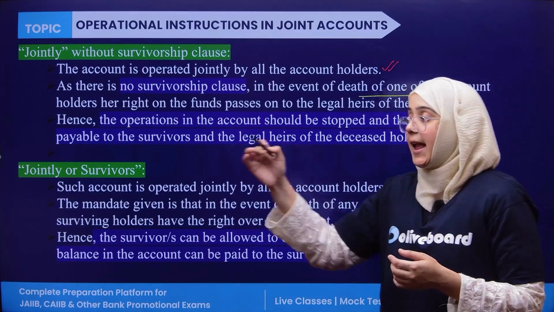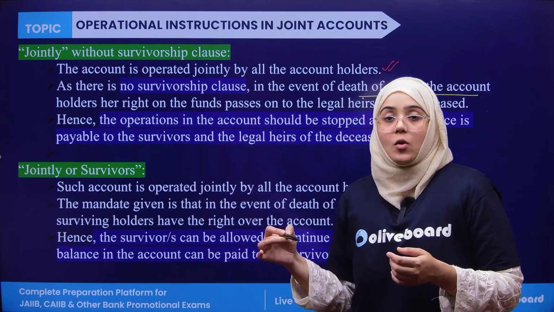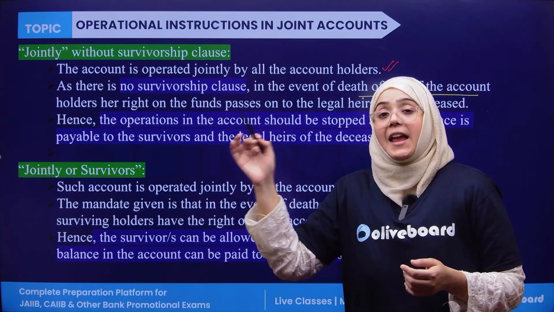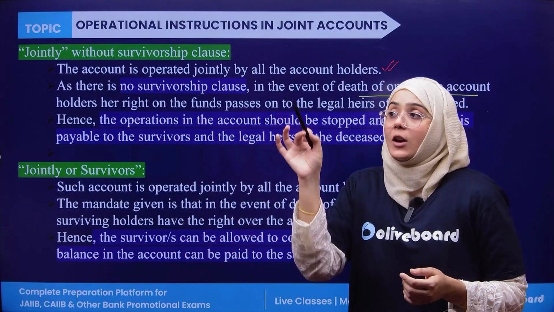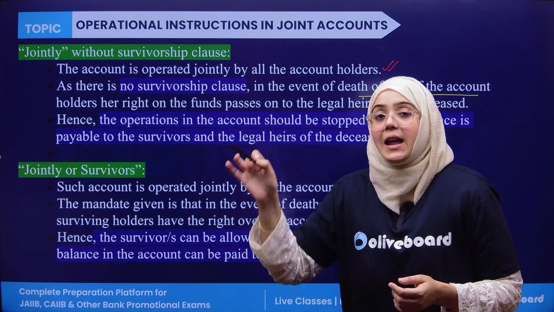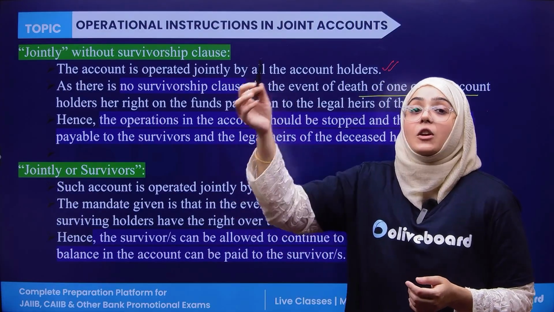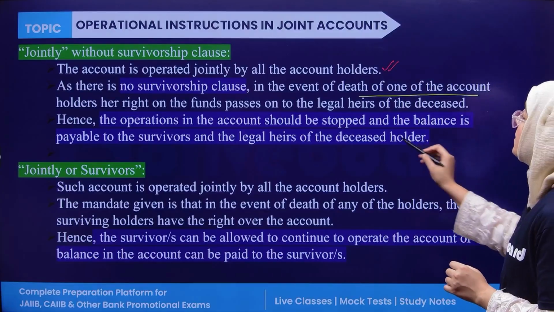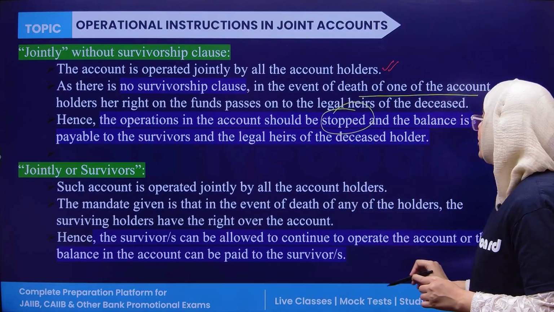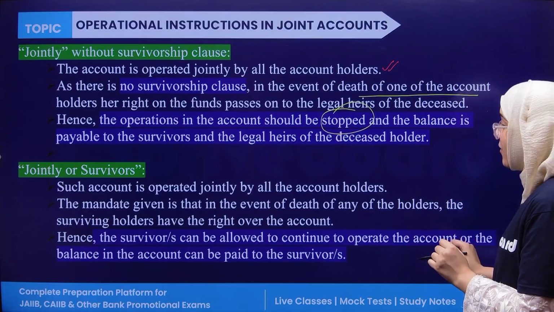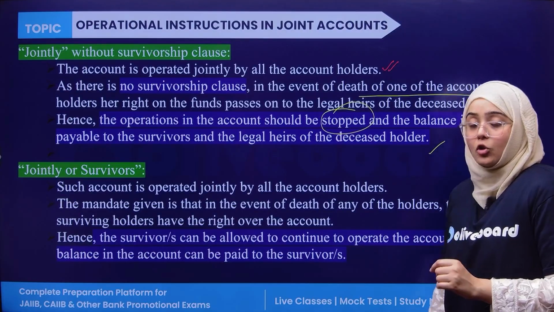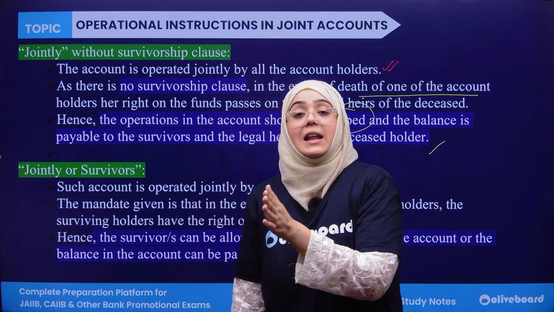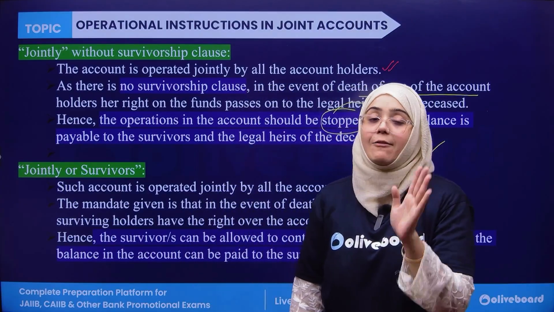For example, there are A and B in the joint account, and it is with the clause jointly without survivorship clause. If A dies, then obviously whatever the balance A has is transferred to their legal heir. Hence the operation in the account should be stopped. First of all the operation should be stopped and the balance is payable to the survivor and the legal heir. So here you cannot continue that joint account with the legal heir and the left out partner.